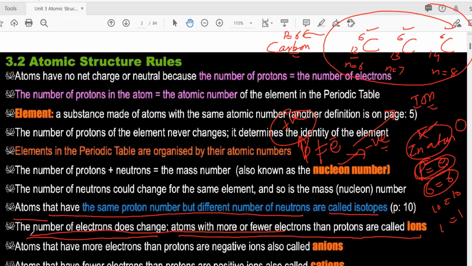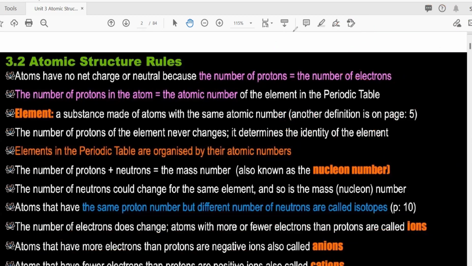Atoms with more or fewer electrons than protons are called ions. Atoms that have more electrons than protons are negative ions, also known as anions. Atoms that have fewer electrons than protons are positive ions, called cations. So these are the two types of ions, positive and negative. Negative is also known as anions, and positive is also known as cations. Any confusion? No. Okay.